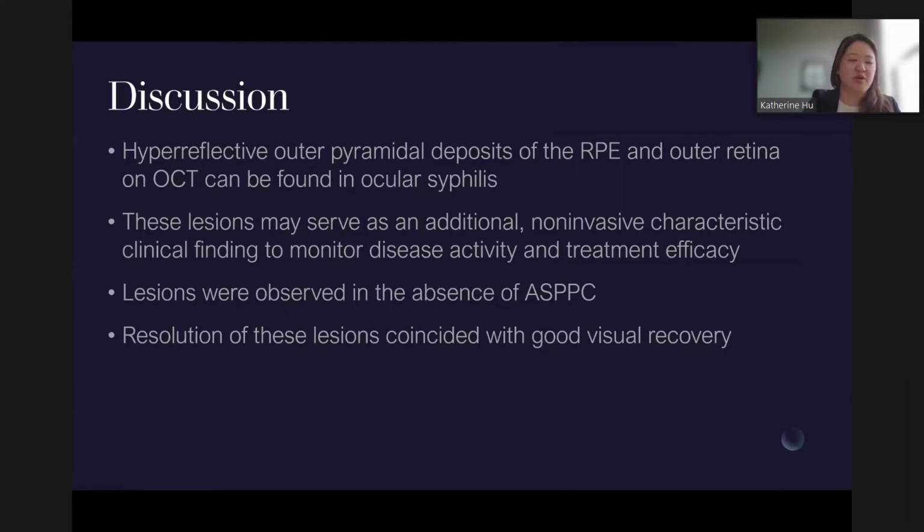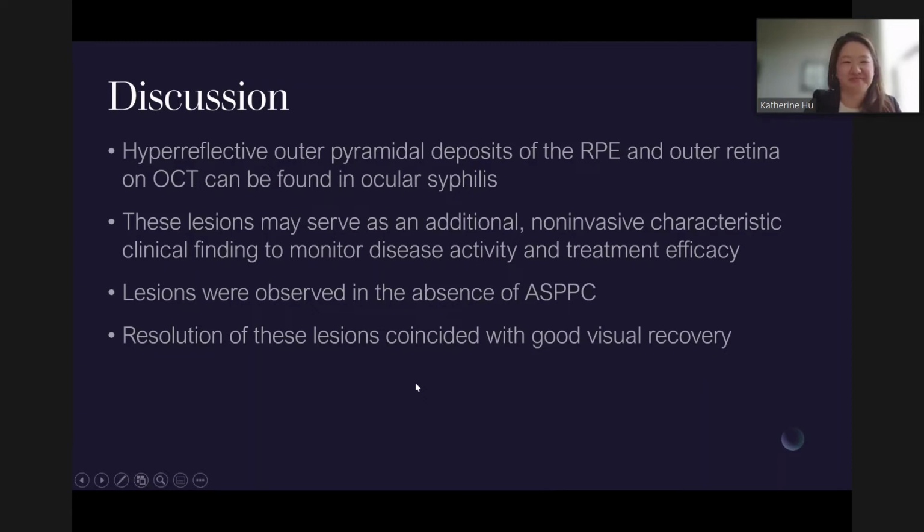And lesions were observed in the absence of ASPPC, or basically in the absence of placoid lesions. Similar lesions, peaked triangular lesions, have been described in 3 prior case reports to our knowledge in the current literature, but only exclusively associated with ASPPC. So to our knowledge, no prior reports have suggested that they may be found in patients without ASPPC. And resolution of these lesions coincided with good visual recovery. We actually speculate that all lesions would have eventually resolved. Ours was a 68% resolution rate with treatment of IV penicillin. However, a small subset of our patients were lost to follow-up or returned care to their local ophthalmologist, for which we don't have records.